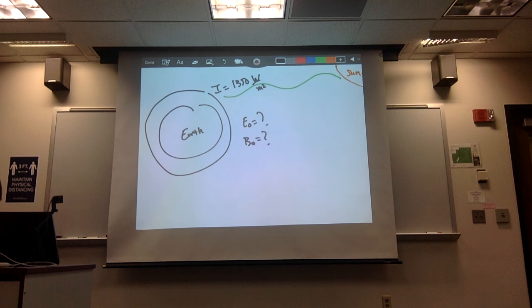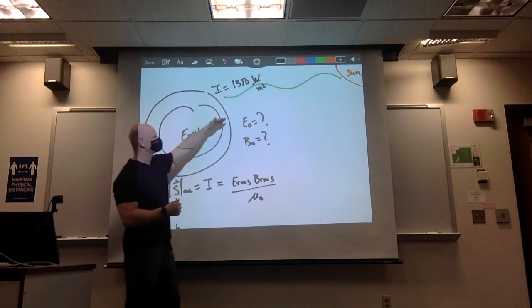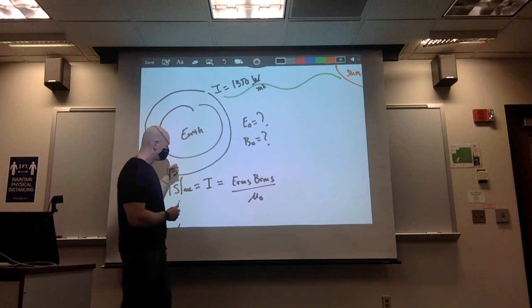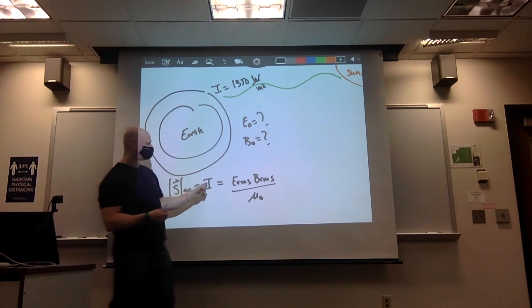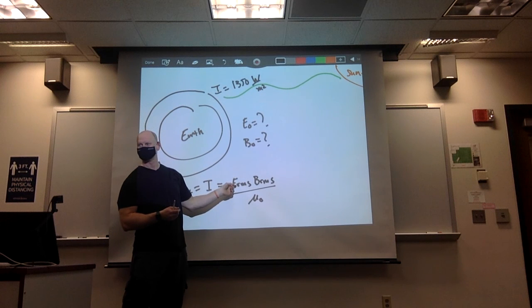So for this, what do we know? We know that the magnitude of the average Poynting vector, because this is highly oscillatory, is equal to the intensity, which is just this number, 1,350, which is also equal to the RMS value of the electric field times the RMS value of the magnetic field, all divided by mu naught. Now, what I want is the value of the electric field and the value of the magnetic field. What I have here is one equation with two unknowns.